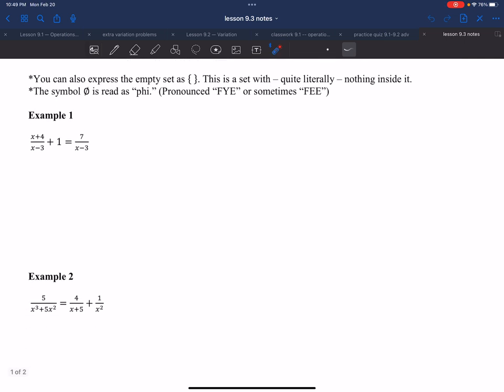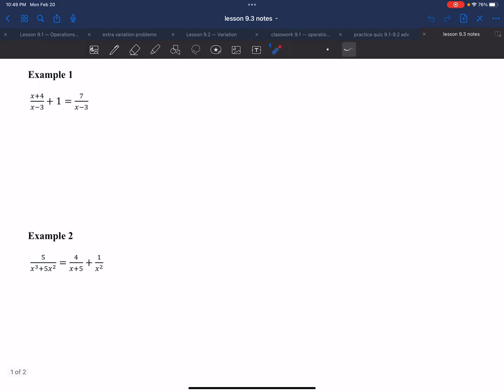Okay, now that we've got that, let's work a couple examples and just work them out. So I mentioned earlier that you want to clear all of your denominators. So let's look at example 1. I notice I got a denominator of x minus 3, and that looks like that's the only denominator here.